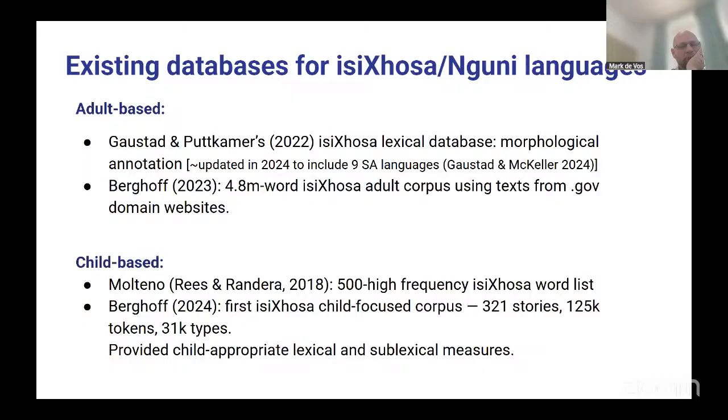Similarly, Berghoff, so Robin, also developed a 4.8 million Xhosa corpus and produced measures like frequency and neighborhood density, but again, from adult text, so from gov domain websites, right? But children's reading input and the language that children are exposed to is very different to adult languages. So without child-specific corpora, we risk misrepresenting what children actually encounter in texts.